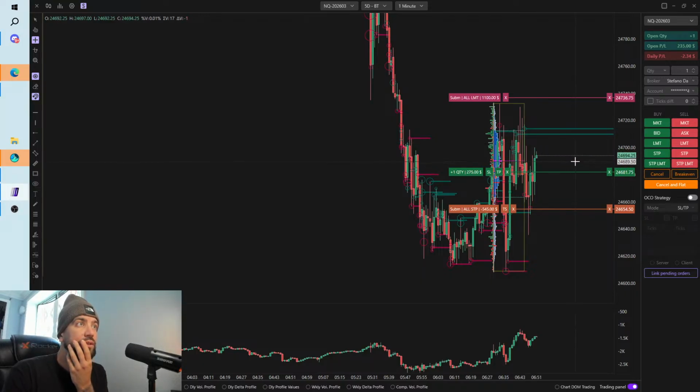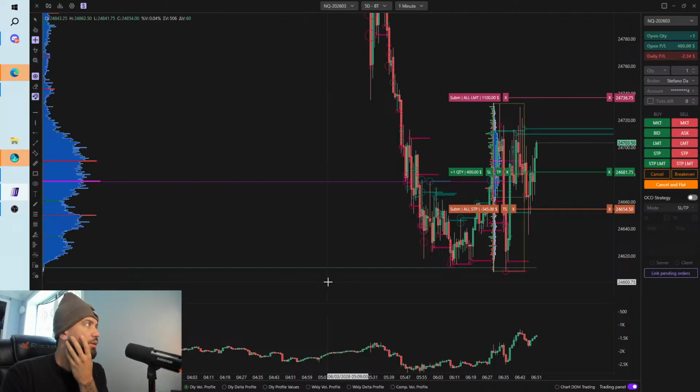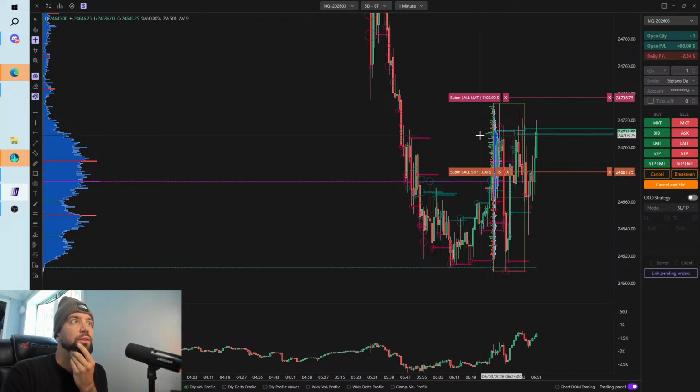The only thing is we're testing the point of control for this area. And then let's see what the daily volume profile looks like. So this is the POC we bounced off of too. So we'll move to break even at this point. We're testing the value high. Anything could happen here.